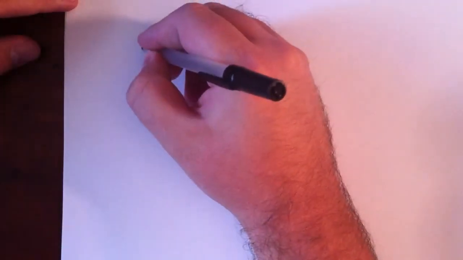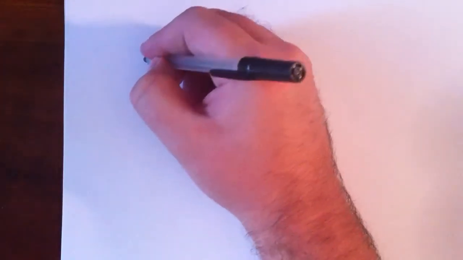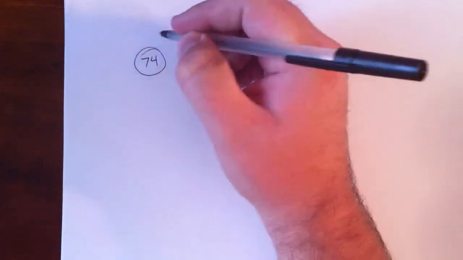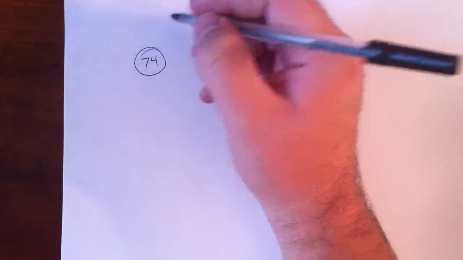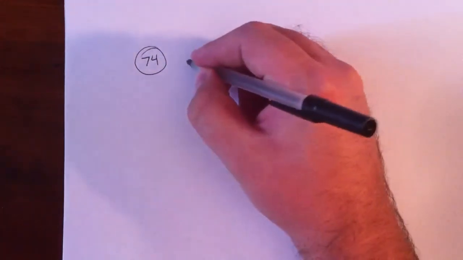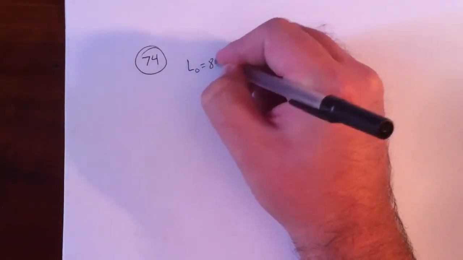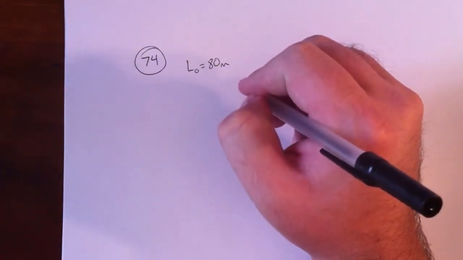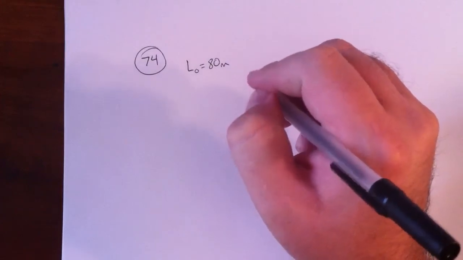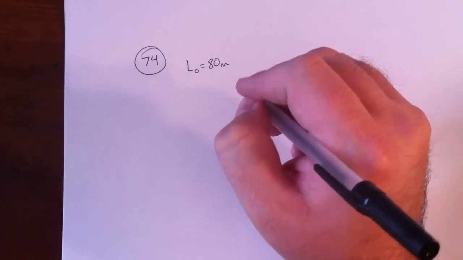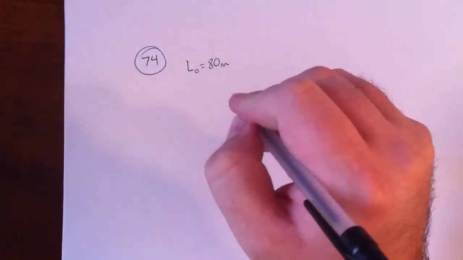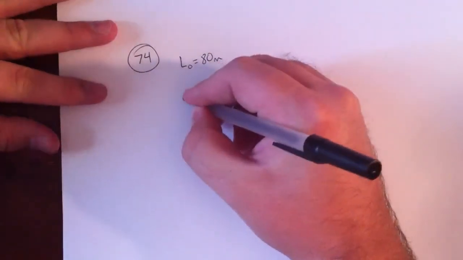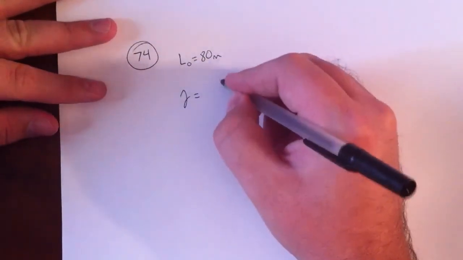So let's go ahead and do the next one. It's number 74. It tells us a rocket ship is 80 meters long when measured at rest. What is its length measured by an observer who sees the rocket ship moving past at 99% the speed of light? So again, the first thing you always do, figure out what gamma is.